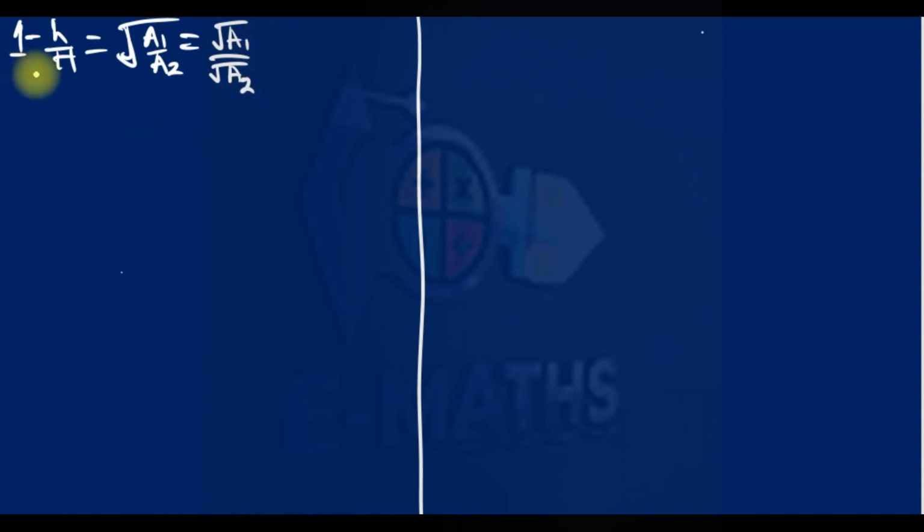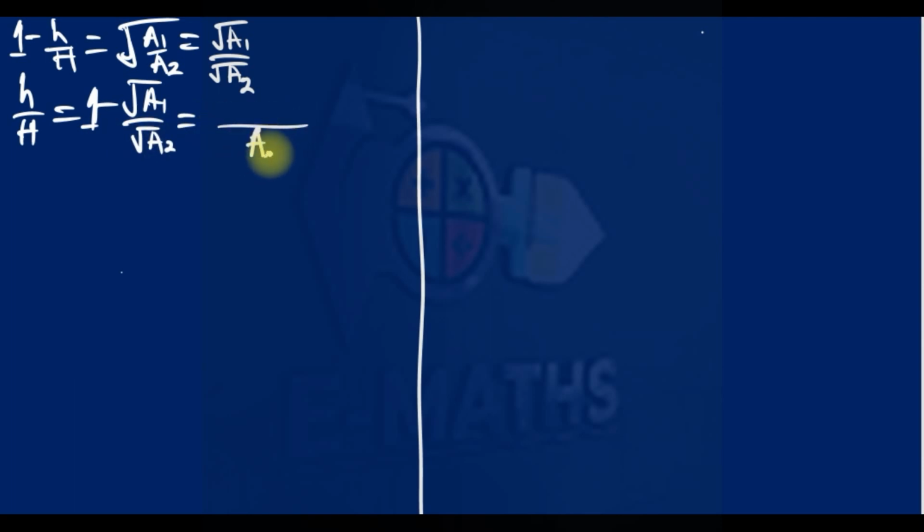So the next thing is to remember our main aim is to make the big letter H the subject of formula. So if you move this to the other side, you have H over, that's positive, is equal to 1 minus square root a1 over square root a2. Do you get the logic? We'll move this to be positive, so this comes to be subtracted from 1, and the LCM of that is square root a2. So I have square root a2 minus square root a1.